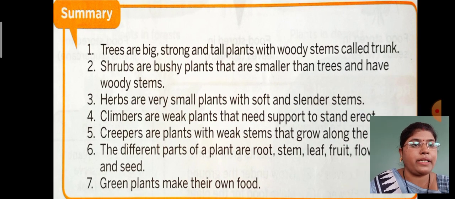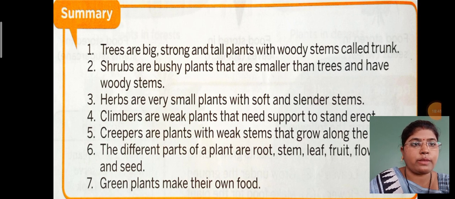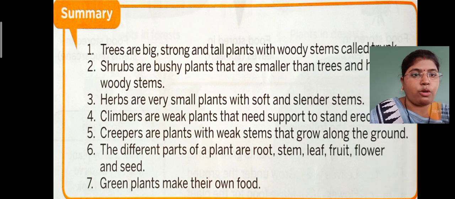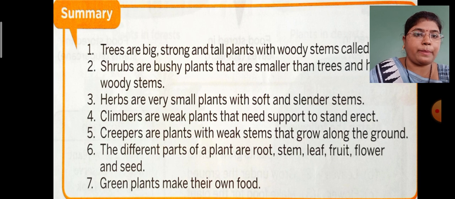And again, a summary is given here. Already we summarized the lesson, so you have to read the summary also. Trees are big strong plants with woody stems called trunk. Shrubs are bushy plants, smaller than the trees. Herbs are very small plants with a soft and slender stem. Slender means thin, patli wali stem, choti si, nazuk si. Climbers are big plants that need support to stand erect. Creepers also are big stems that grow along the ground, and the different parts of the plant are root, stem, leaf, fruit, flower and seed.